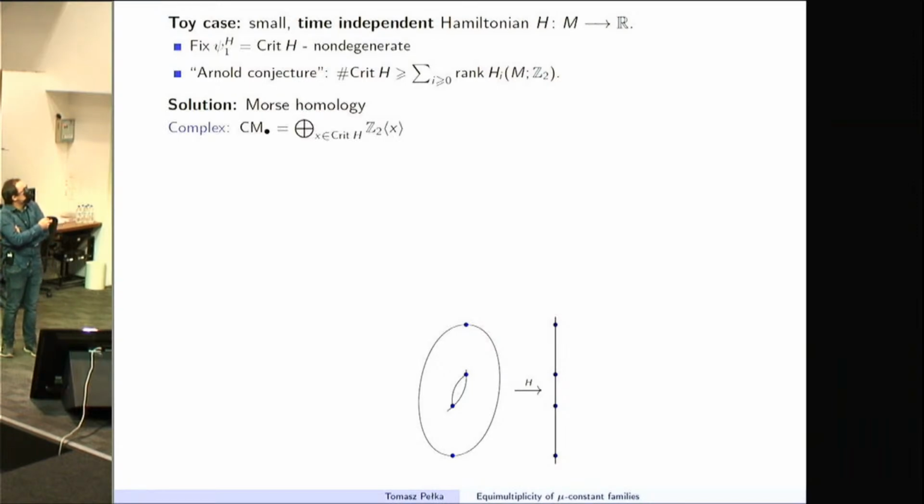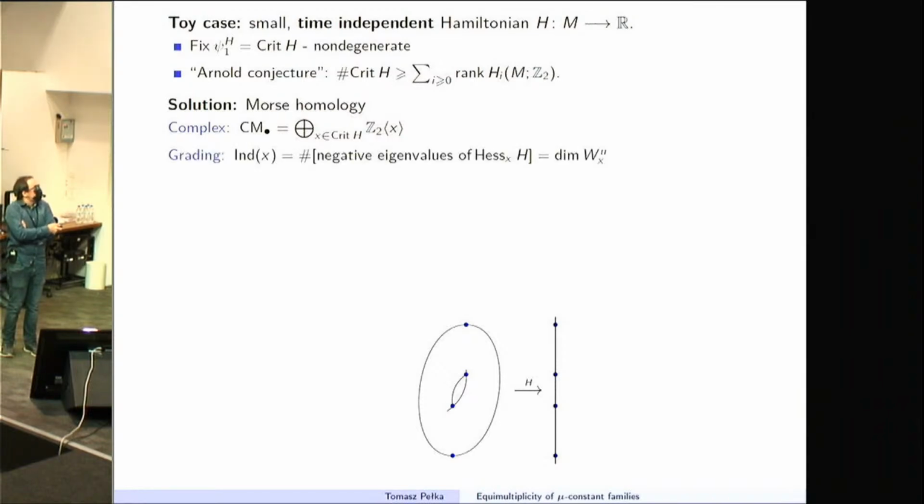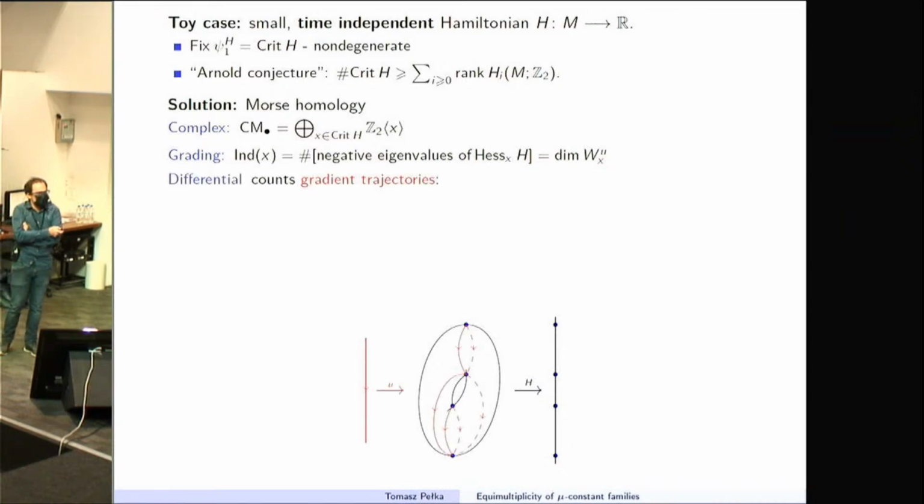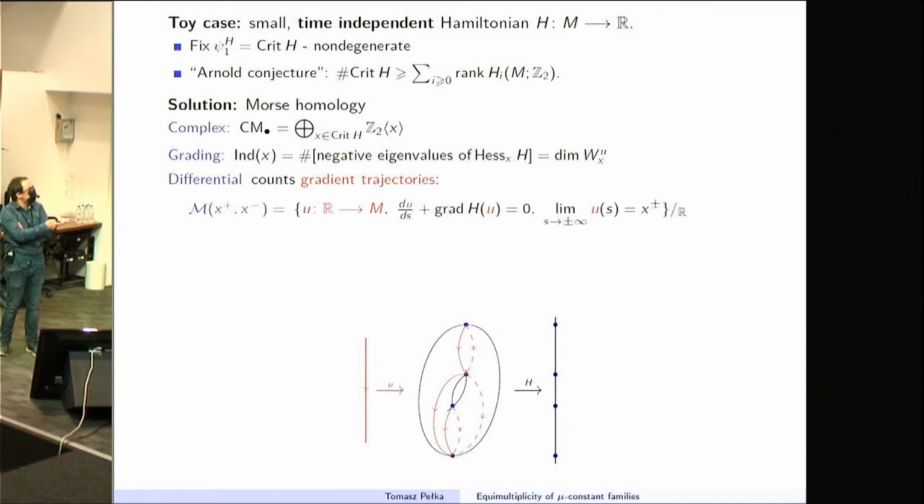So I should say that this non-degenerate means that the critical points are Morse. So you define a complex generated by the Morse points. So in this example, you have 1, 2, 3, 4 generators. And it's graded by the dimension of the unstable manifold, the Morse index, and the Morse differential counts gradient trajectories. So in this example, you have an even number of gradient trajectories joining each 2 points with index difference 1. So in here, you will get trivial differential because the count is mod 2.